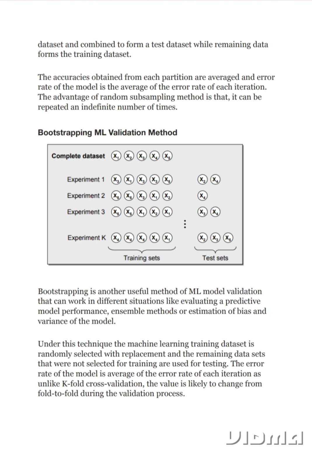Bootstrapping machine learning validation method. Bootstrapping is another useful method of machine learning model validation that can work in different situations, like evaluating predictive model performance, ensemble methods, or estimation of bias and variance of the model. Under this technique, the machine learning training dataset is randomly selected with replacement, and the remaining data sets that were not selected for training are used for testing. The error rate of the model is the average of the error rate of each iteration. Unlike k-fold cross-validation, the value is likely to change from fold to fold during the validation process.